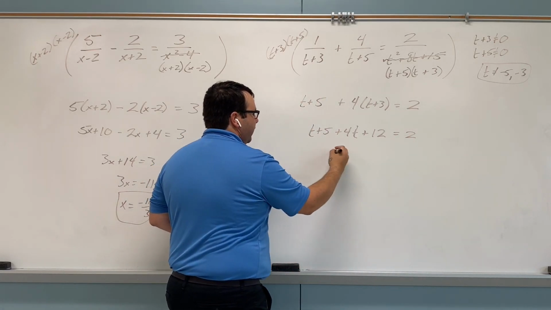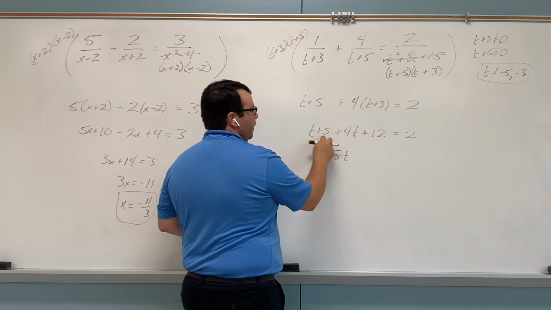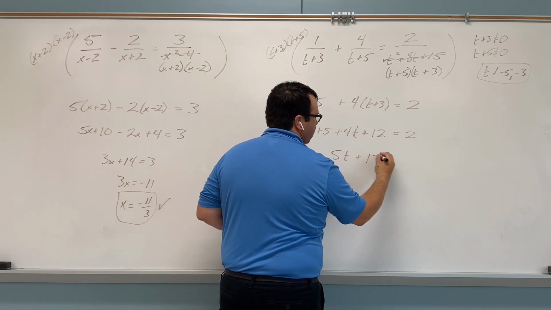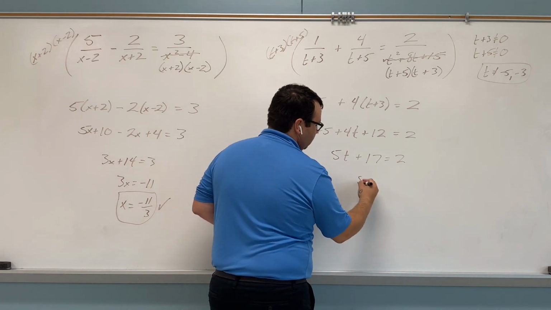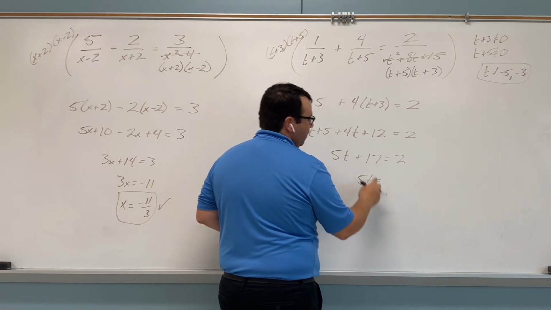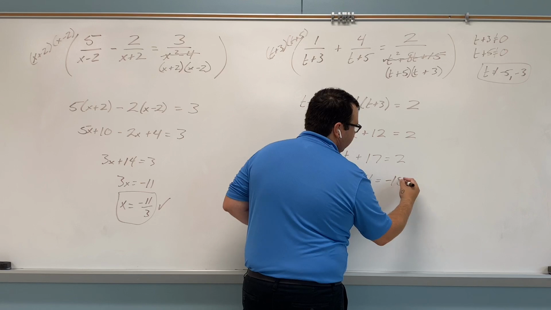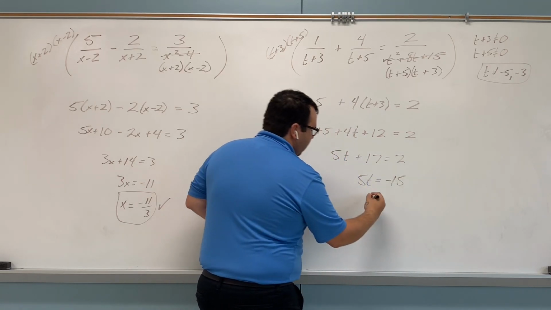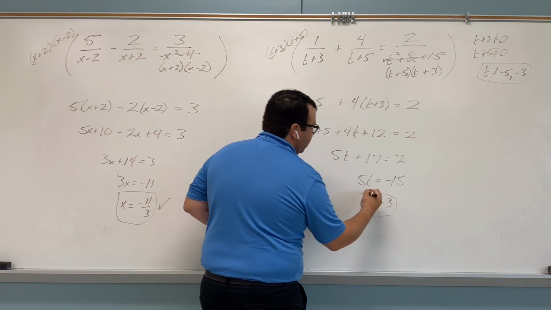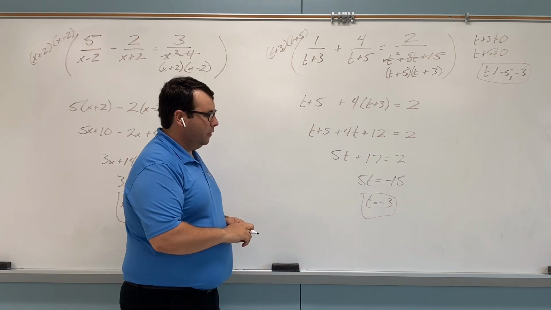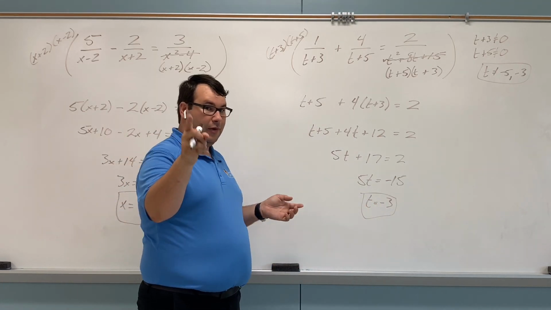That gives me 5t plus 17 is equal to 2. 5t is equal to negative 15. T is equal to negative 3. Cool. I'm done, right? Wrong.